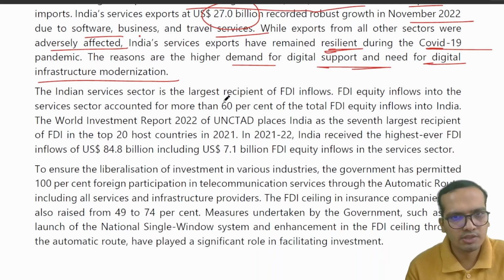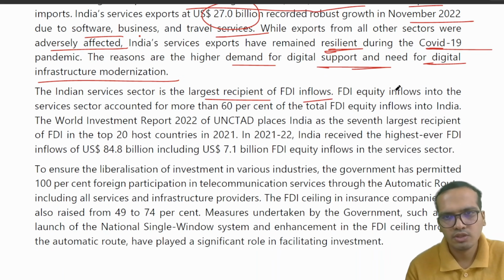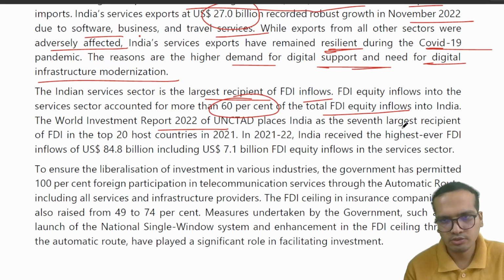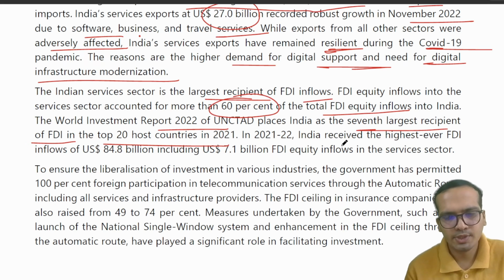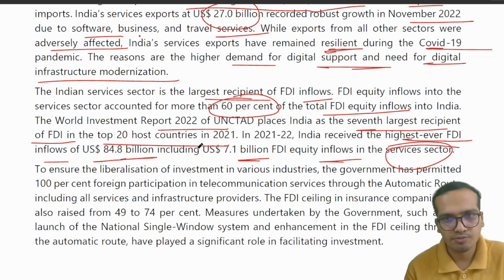The Indian service sector is the largest recipient of FDI inflow. FDI equity inflow into the service sector accounted for more than 60% of the total FDI equity into India. The World Investment Report 2022 of UNCTAD placed India as the 7th largest recipient of FDI among the top 20 host countries in 2021. In 2021-22, India received the highest ever FDI inflow of $84.8 billion, including 7.1 billion FDI equity inflow in the service sector.